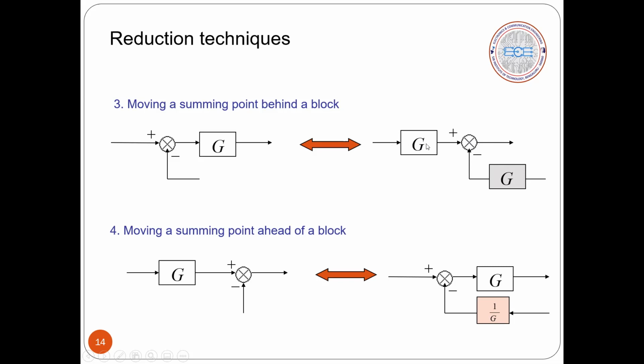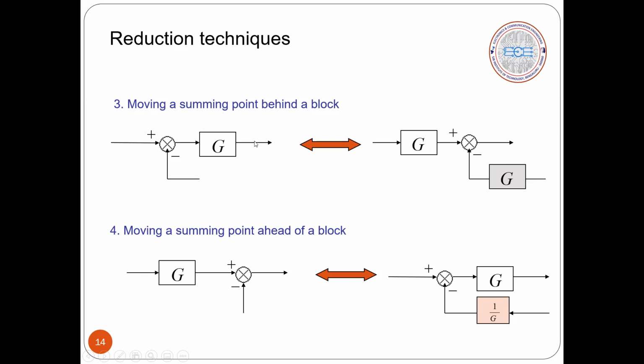You can call this behind the block shifting, and I'll call this moving a block ahead. Ahead and behind, that convention is left to you. If you have a summer here, you can take that summer to the left of the block. You can call this ahead, or you can call this behind. That is the convention you can have. Usually I take this as ahead and this as behind. Anyway, we will follow whatever convention we have here.